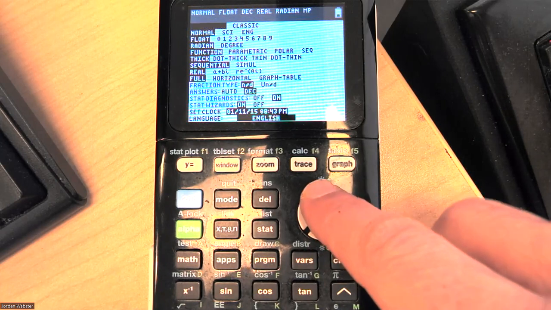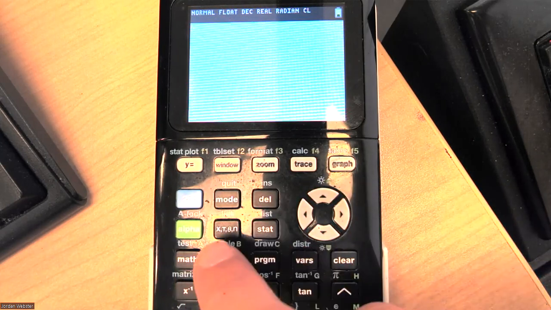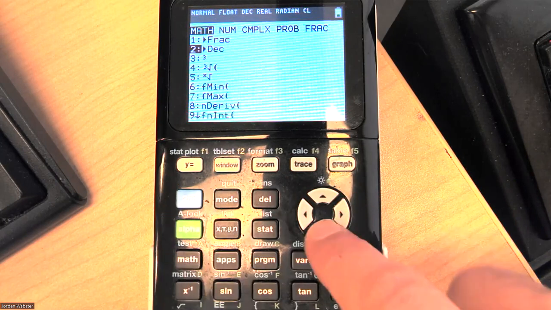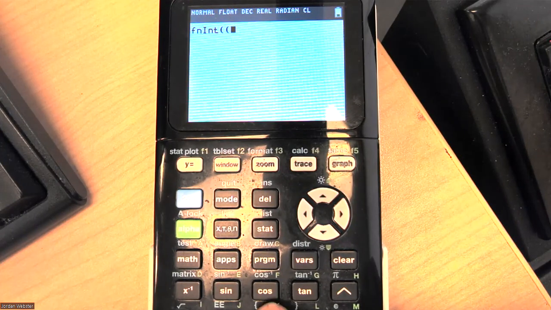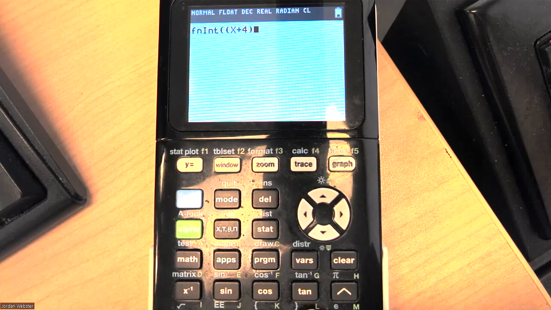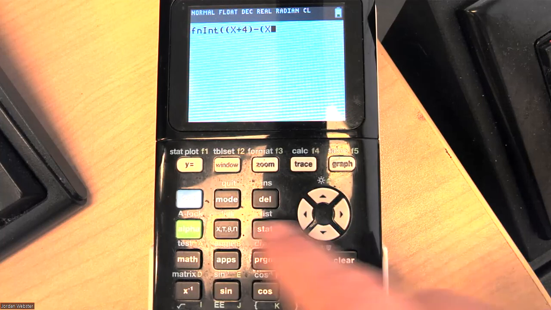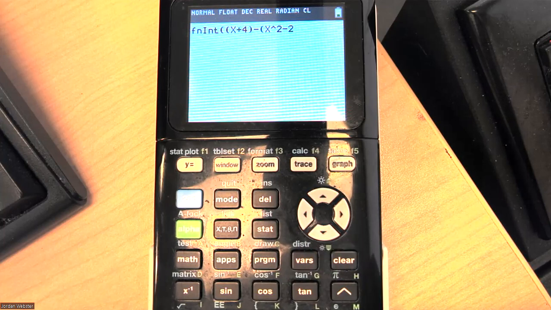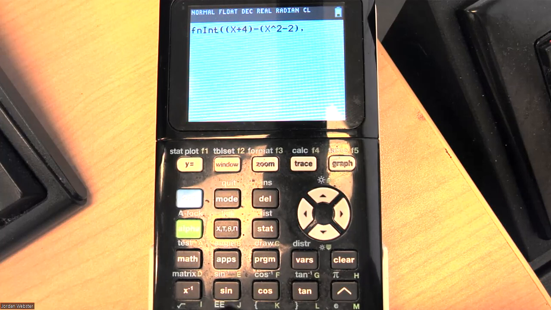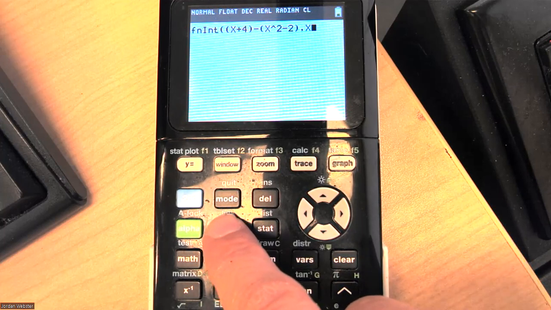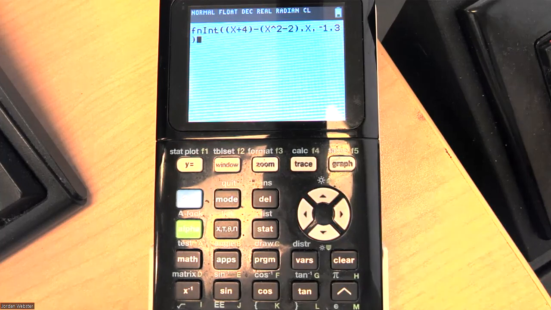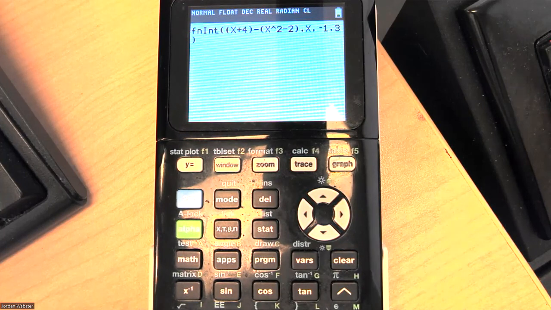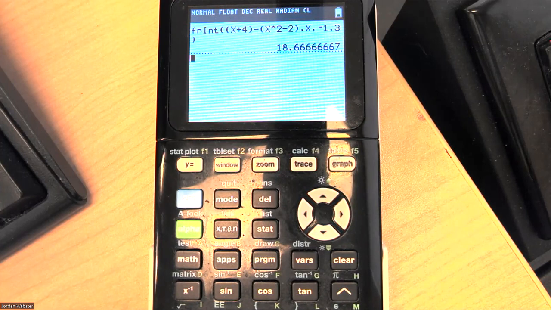If you have the classic version, then when you go to math, number 9 there, you have to put in your function first, and then you do a comma, and you say you're going to integrate with respect to x, and then you do a comma from -1, comma to 3. And you get the same thing, right?